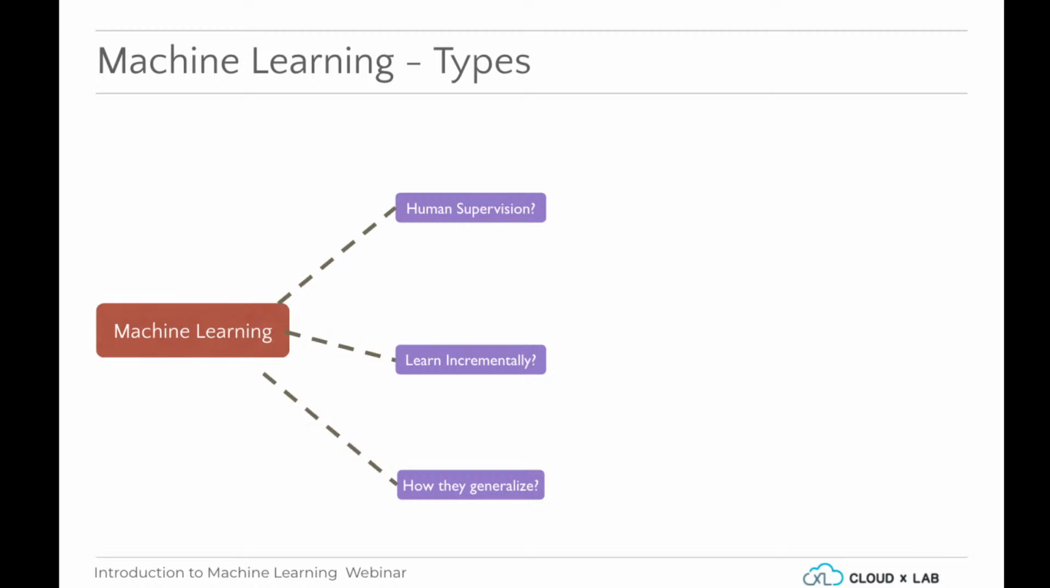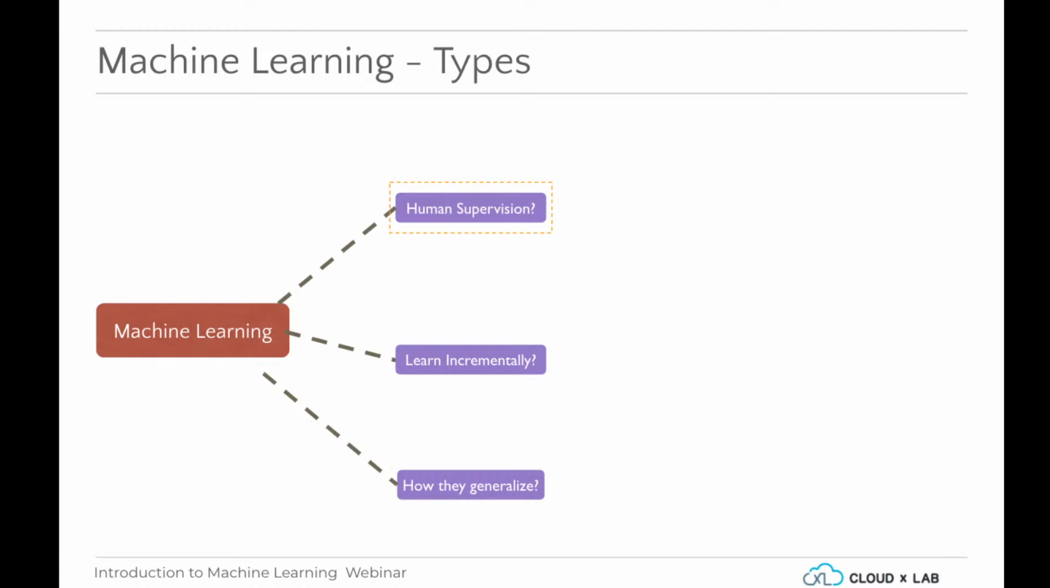We'll just talk about machine learning types. Various machine learning types. To begin with, we have machine learning. You could have them driven by human supervision, can they learn incrementally, or how fast do they generalize? These are three ways, or three subtypes, we can start by looking at.